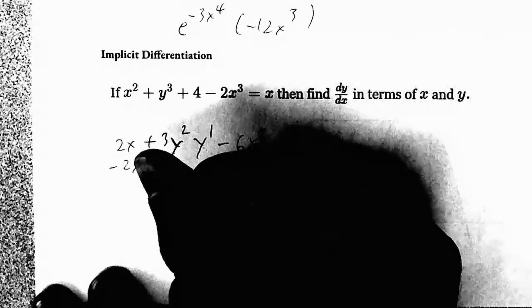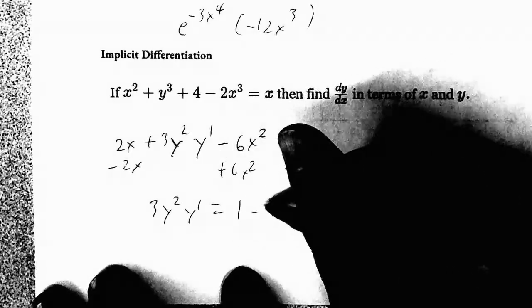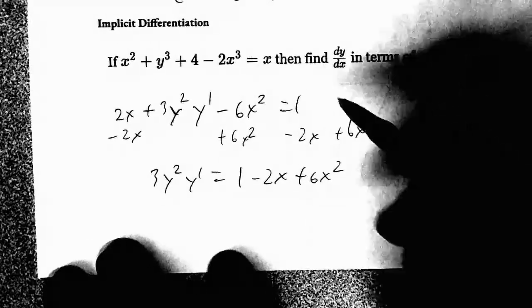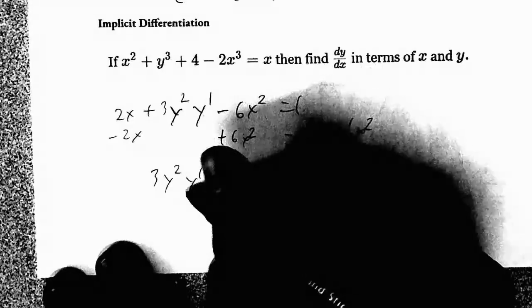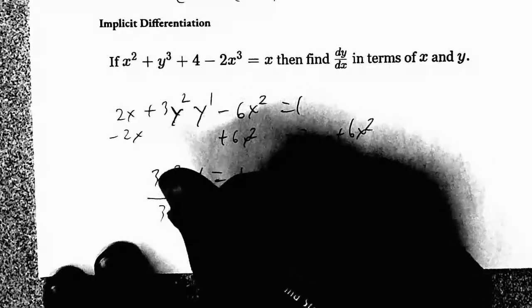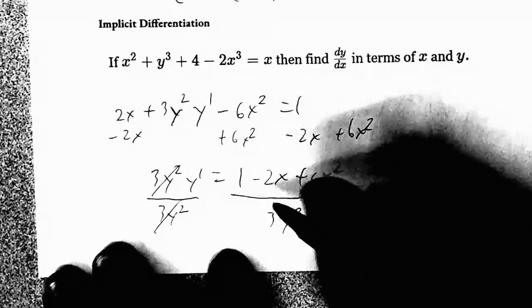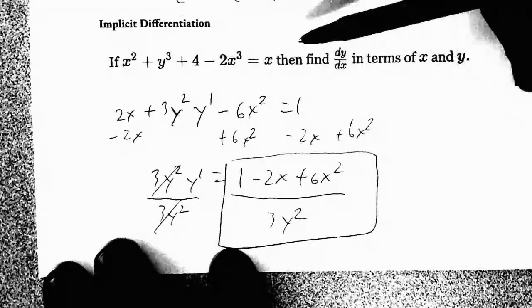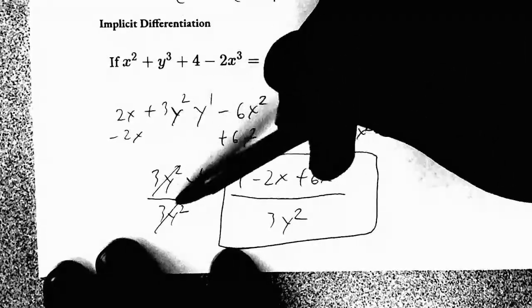So now I have 3y squared y prime equals 1 minus 2x plus 6x squared. So I moved everything over, so I have the y prime term alone, but I want just the y prime, so I'm going to divide it by 3y squared to cancel those. And this gets all divided by 3y squared, and that's your answer. So you differentiate it across, get the y prime by itself, divide by the other term, and that's your answer.